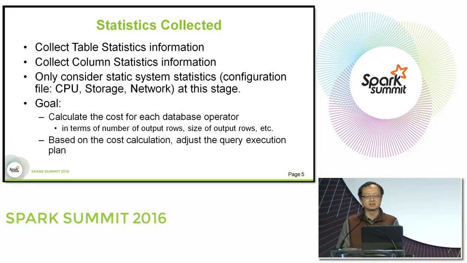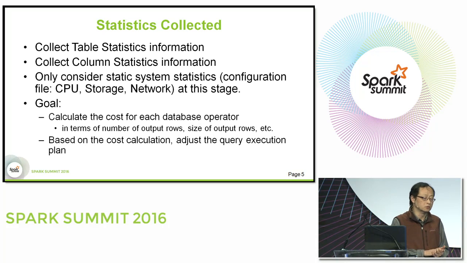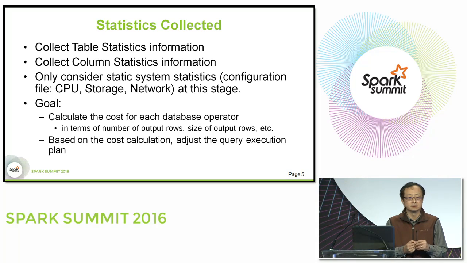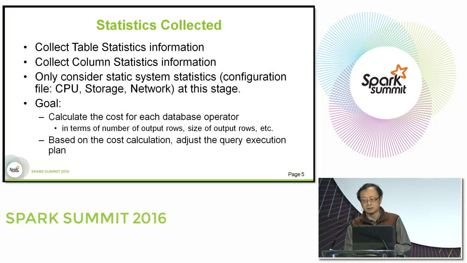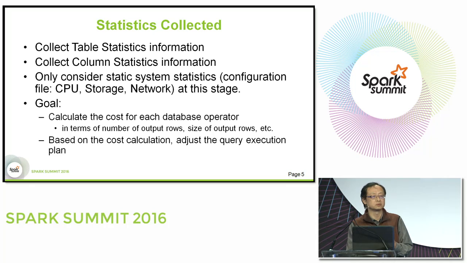As for what statistic information we collected, there are two levels. One is table level statistics. The other is column level statistics. And after we collect the statistics, we also look at the system configuration, such as number of CPU cores and the network bandwidth, etc. Then what is our goal? Our goal is to calculate the cost of each database operator in terms of number of output rows and also the output size in bytes. And based on this cost calculation, we try to adjust the query execution plan in order to reduce query response time.